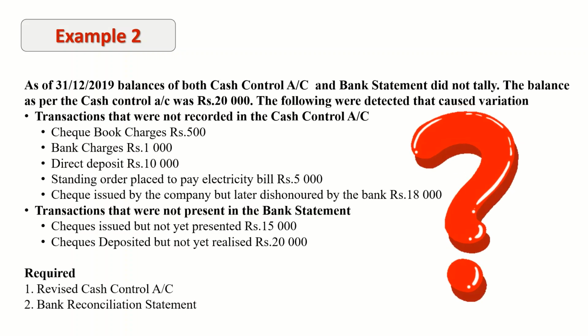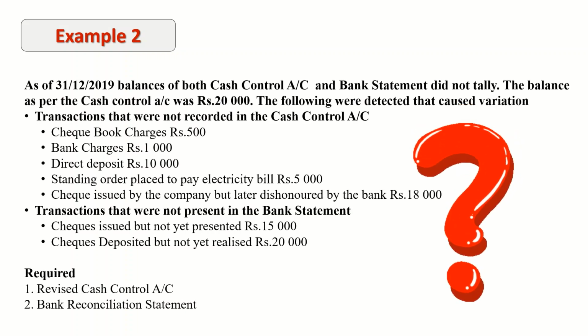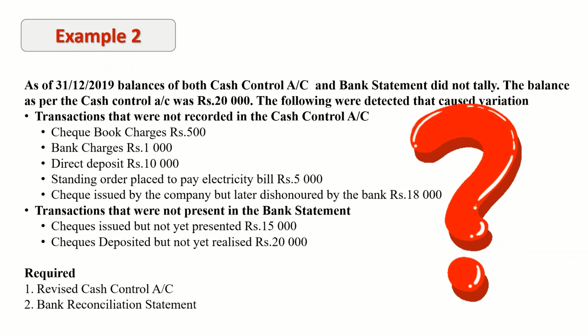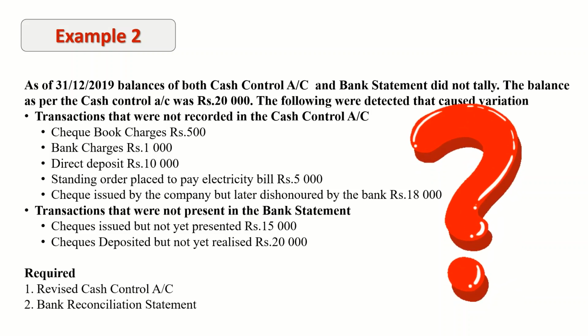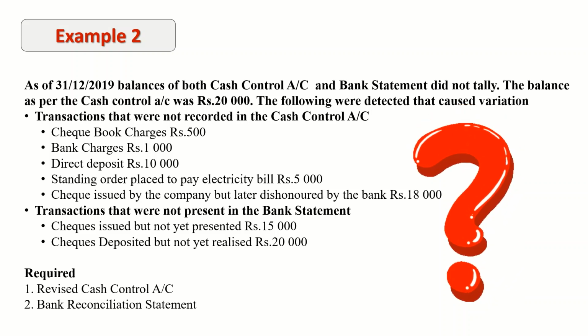Now let's move on to the second example. As of 31st December 2019, balances of both cash control account and bank statement did not tally. The balance as per the cash control account was rupees 20,000. The following were detected that caused variation.